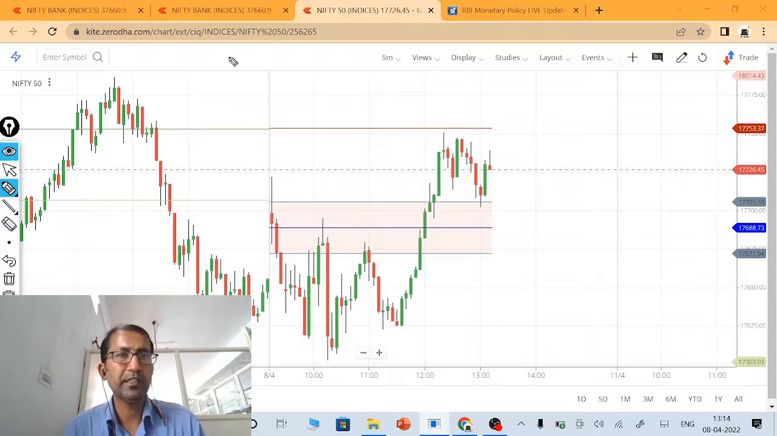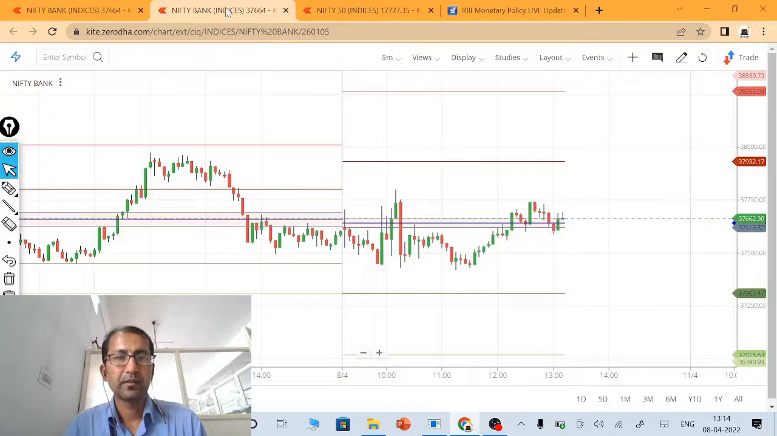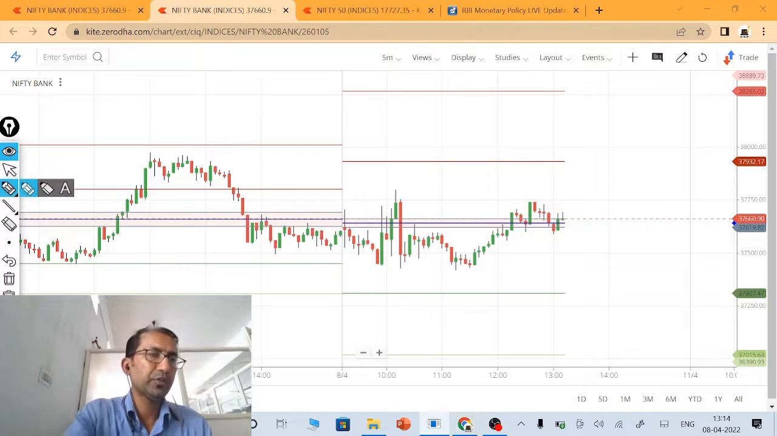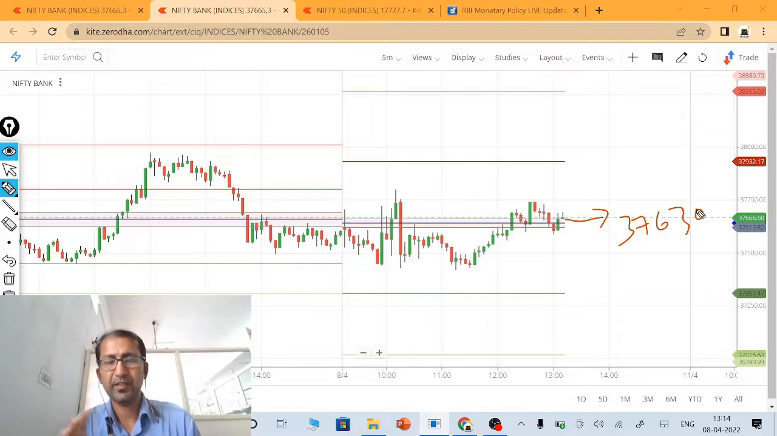So now let me come to the Nifty Bank. Nifty Bank is very important because of the RBI policy decision. It is almost stable at the pivot. The pivot is around 37,630 levels. So it has been trading just at that level.